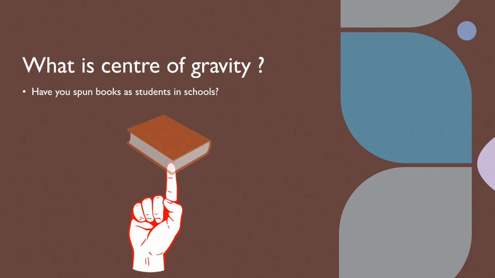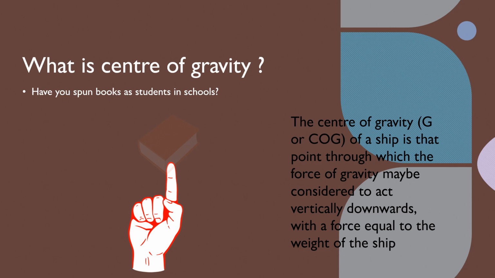Let's look at the official, or rather the book definition of COG. And for that, let me now get this book to stop spinning. Okay, here we have it. The official definition is: the center of gravity of a ship is that point through which the force of gravity may be considered to act vertically downwards with a force equal to the weight of the ship. How do you remember it? It's just that point on the book at which you balance the book.